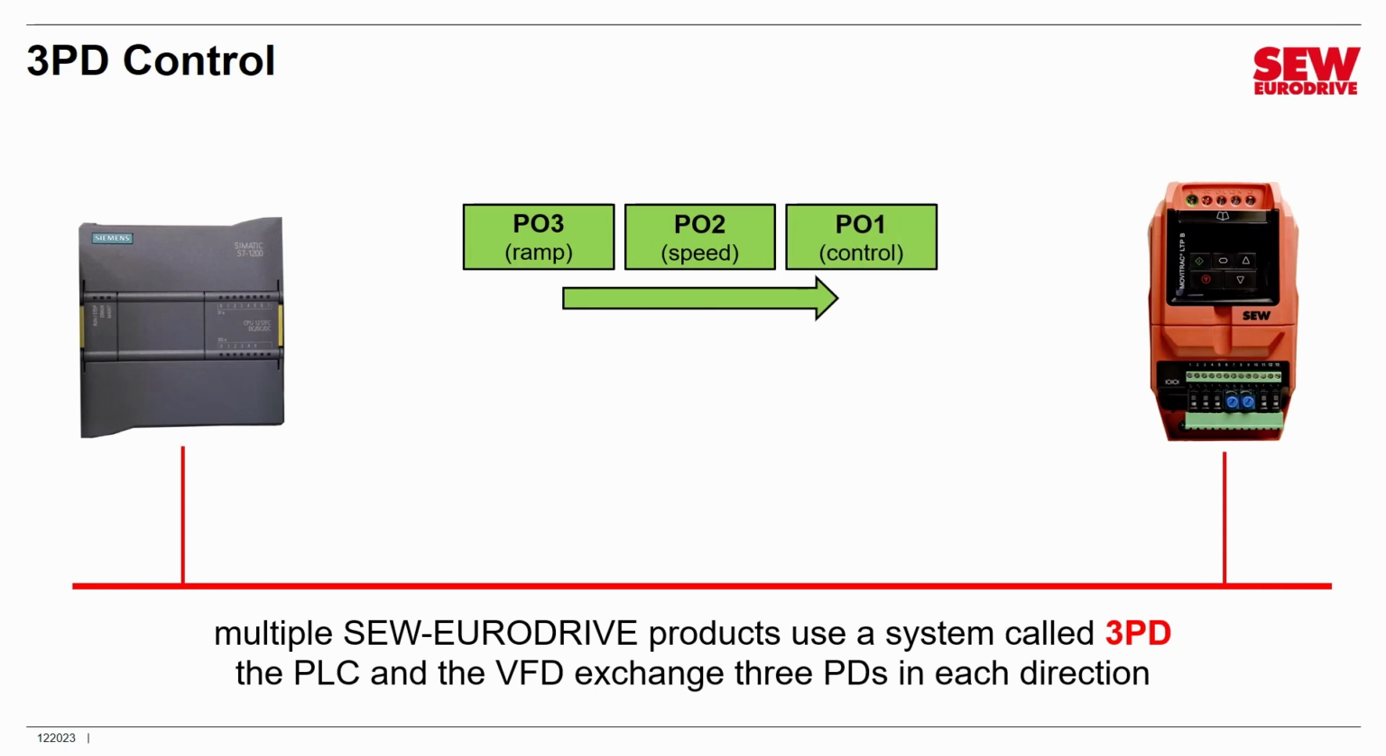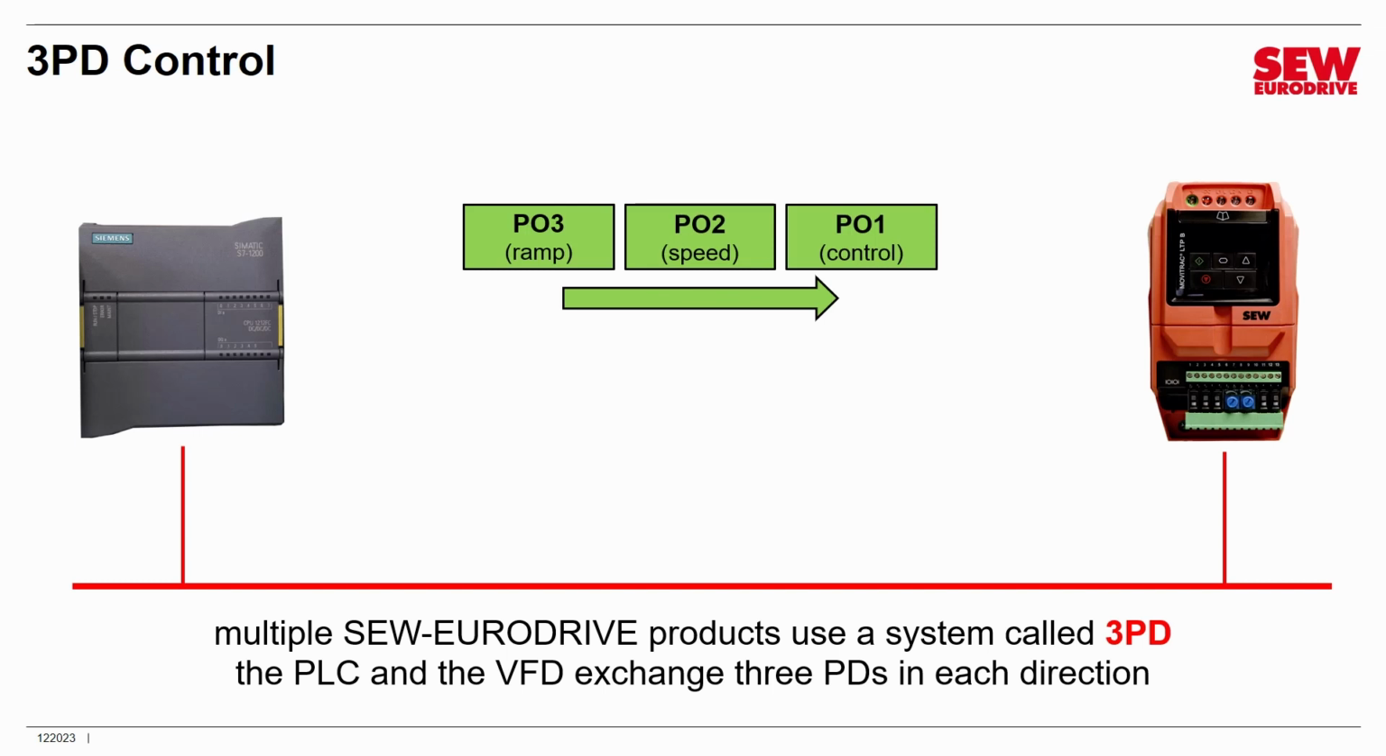The first one is what's called the control word. It tells the VFD what to do, whether to run or stop. The second process output word is the speed at which the motor is to turn. And the third process output word is the ramp, which tells it the acceleration and deceleration times. And that's it. It's actually a very simple form of control.